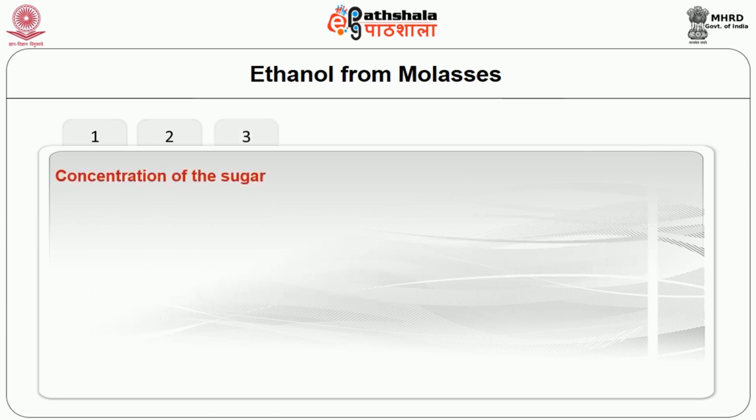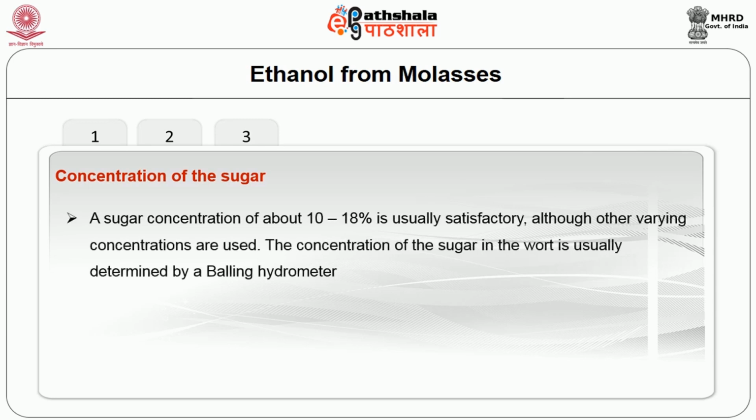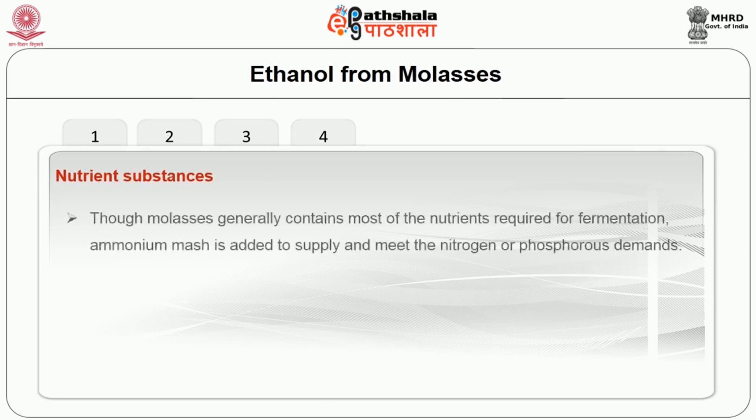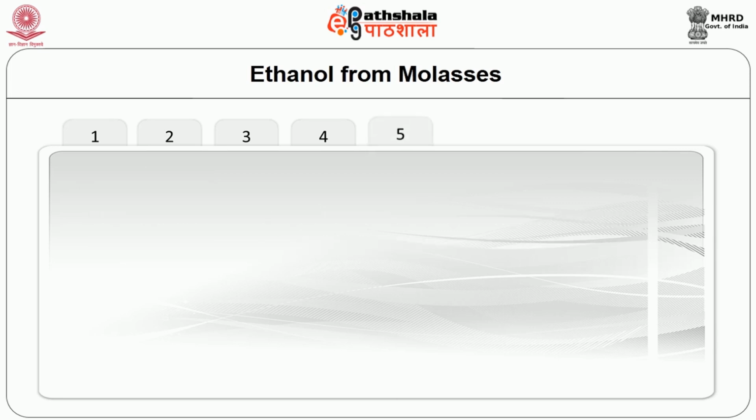And the third step, the concentration of the sugar. A sugar concentration of about 10 to 18% is usually satisfactory, although other varying concentrations are used. The concentration of the sugar in the wort is usually determined by a Balling hydrometer. And the fourth important one is the nutrient substances. Though molasses generally contains most of the nutrients required for fermentation, ammonium salts are added to meet the nitrogen or phosphorus demands. And the fifth important one is the pH of the mash.